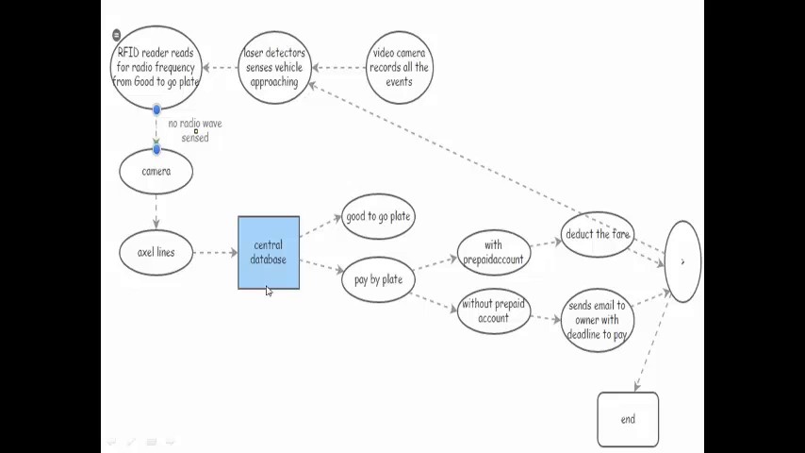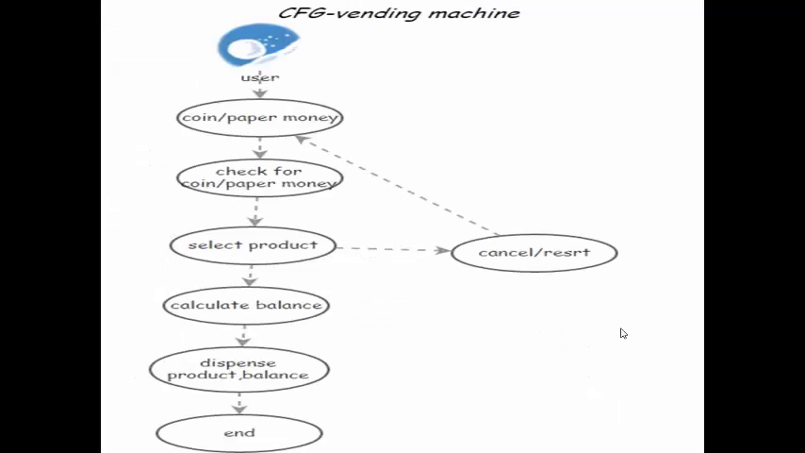The same procedure will be repeated. For the payment of the plate, if there is a prepaid account, the amount will be deducted. If you are not able to pay, then it will send a message to the owner with the deadline of that particular payment, and the system will end.